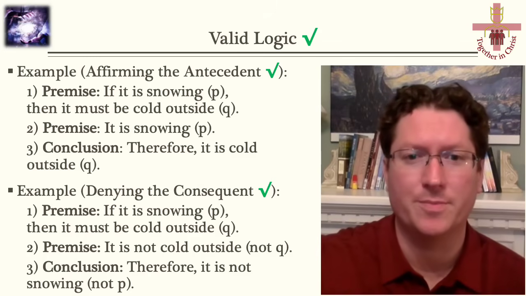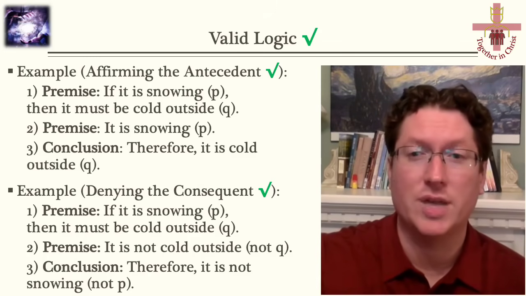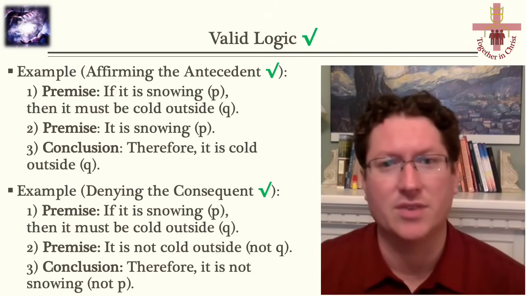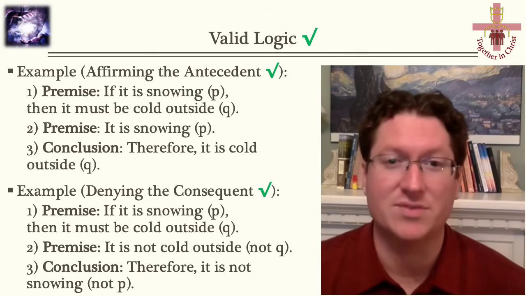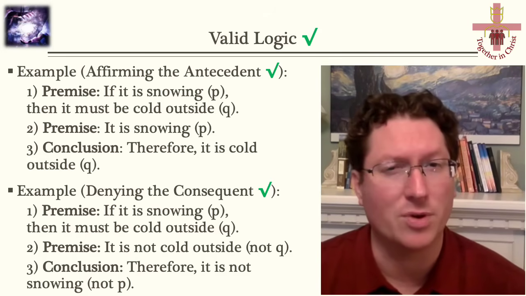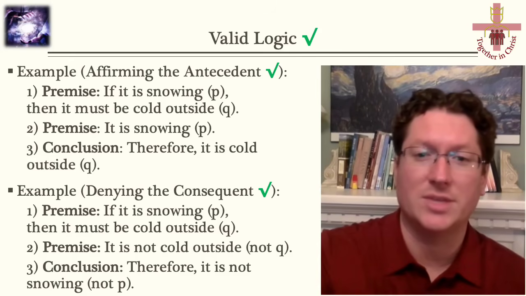That's a valid argument. Recall that the two types of errors we're watching for here are the mistakes of affirming the consequent, affirming what follows, and the mistake of denying the antecedent, denying what comes before. These two errors are errors because they contradict either the if or the then of the first premise.